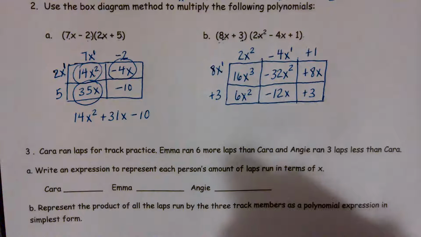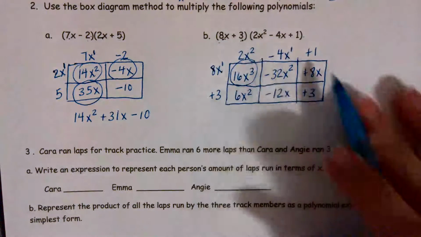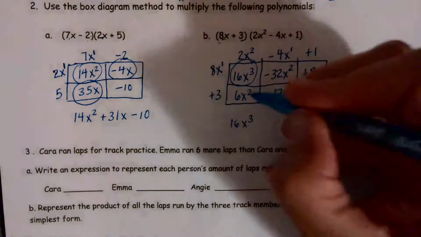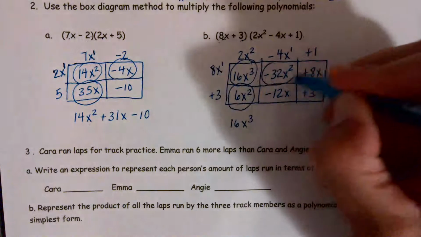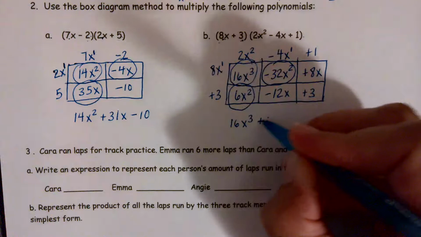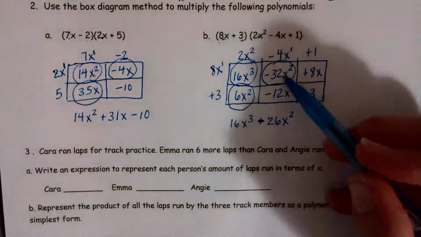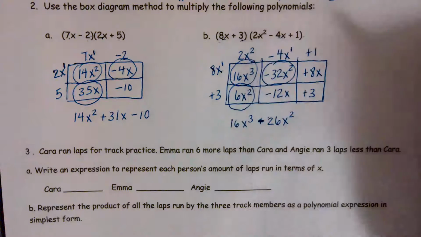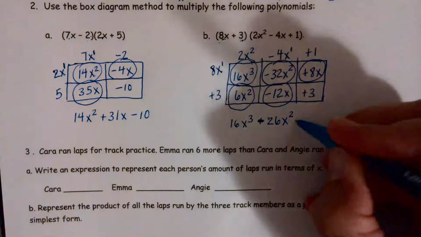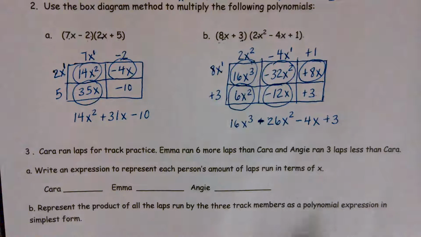And now let's write this in standard form. So the highest exponent is a 3. I circle that. I don't see any other cubes. So this is 16x cubed. Next up is x squared. So positive 6x squared and a negative 32x squared is going to give me a negative 26x squared. That has the highest absolute value. And then we add the x's. A negative 12x and a positive 8x is a negative 4x. And finally, my constant is a positive 3.